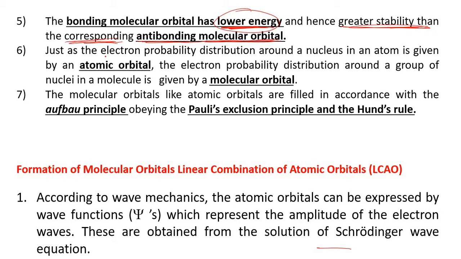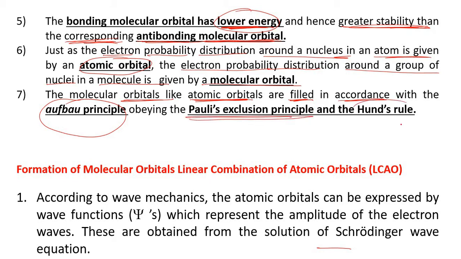Just like the electron probability distribution around the nucleus in an atom is given by atomic orbital, in a similar manner the electron probability distribution around a group of nuclei in a molecule is given by molecular orbital. Very simple it is. The molecular orbitals, like atomic orbitals, are filled in accordance with the Aufbau principle, obeying Pauli's exclusion principle and Hund's rule.